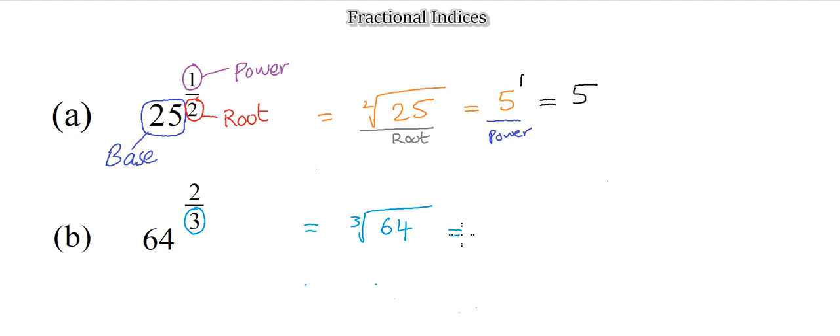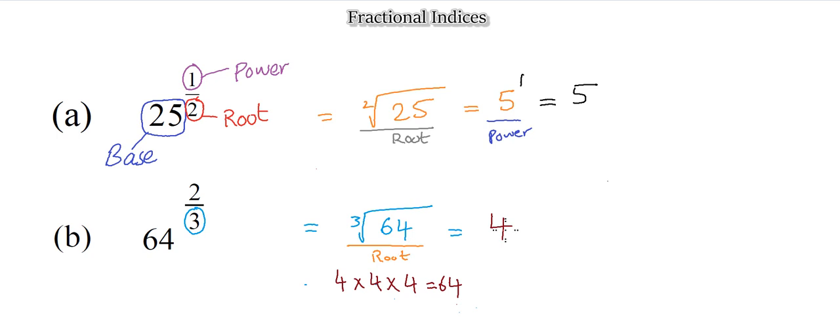And that means I need a number that will multiply 3 times to get me 64. And that would be 4, because 4 times by 4 times by 4 will give me 64. So therefore, cube root 64 would be 4. So here I have rooted my base.